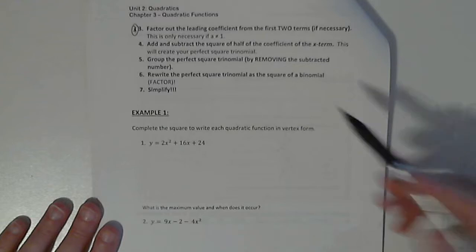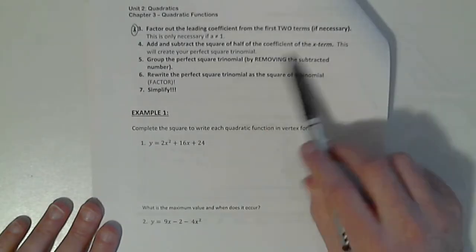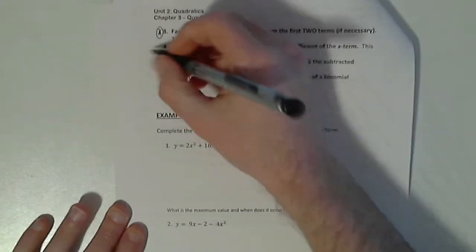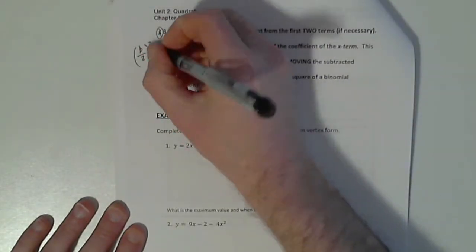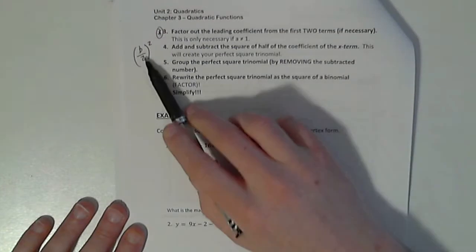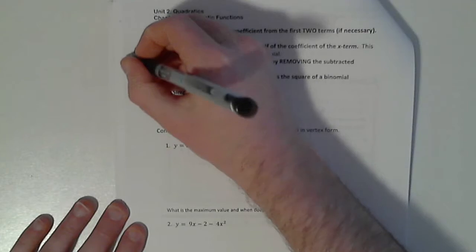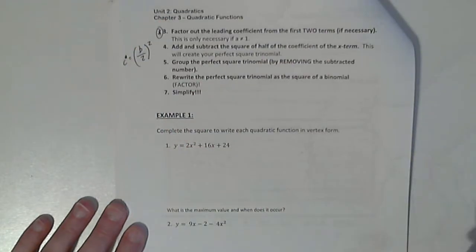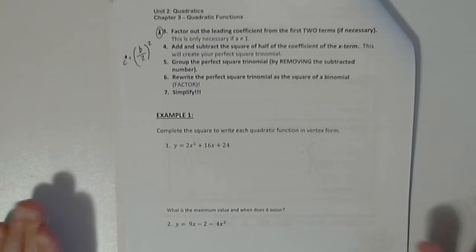Number 4, add and subtract the square of half of the coefficient of the x term. Oof, that's really complicated. This is our term (b over 2) squared. You have to memorize that. That's always what we want the c value to be. C star, we call it. That is our ideal c value, is (b divided by 2) squared.